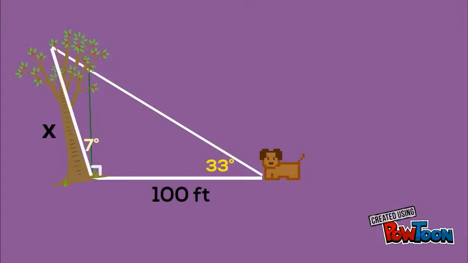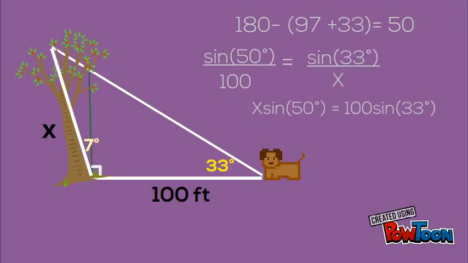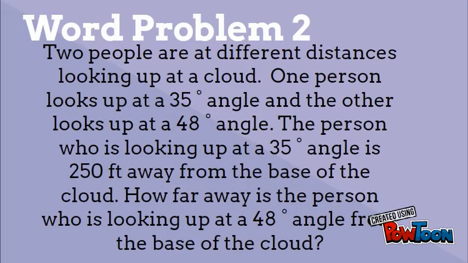First, subtract 180 minus the known angles, which are 97 and 33, and you should get 50 degrees. This is the angle at the top of the tree. Plug it into the law of sines formula, cross multiply, and solve for x. X equals 71.1 feet.